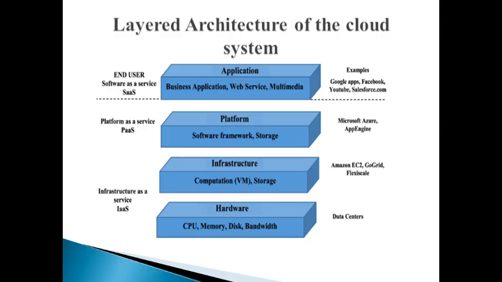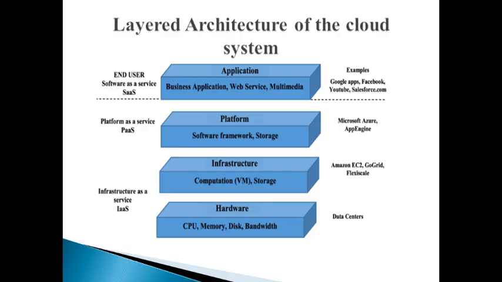Coming to the next layer, the platform layer, PaaS, Platform as a Service. This provides a development framework and storage for application development. It abstracts the infrastructure complexities and allows the developer to deploy the apps easily. Examples are Microsoft Azure and App Engine. Next one is the infrastructure layer. IaaS is known as infrastructure as a service. It offers virtualized computing resources such as VMware and storage. Clients have control over the operating system and deploy the application. Examples are Amazon EC2, GoGrid and FlexiScale.